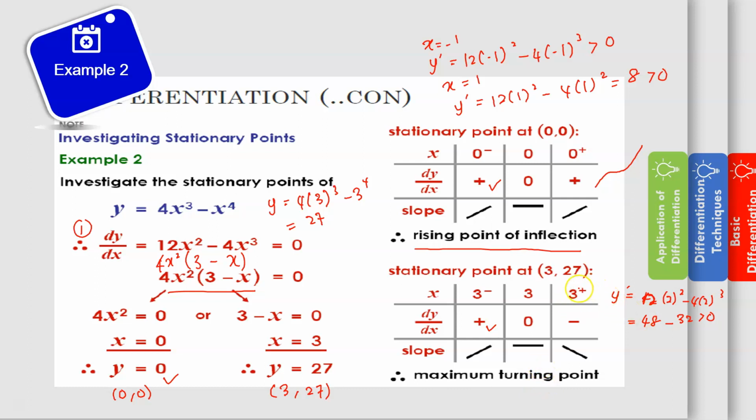But when we substitute, for example, a value which is greater than 3, for example, I choose 4, 12 times 4 squared minus 4 times 4 to the power of 3, this one you can see you will got the answer which is less than 0, means that it will be going down. In this case, when we plot this one going up, the straight line going down, so we'll have the curve like this, and this is our stationary point. So we can conclude that the nature of the solution at this stationary point is a maximum turning point.